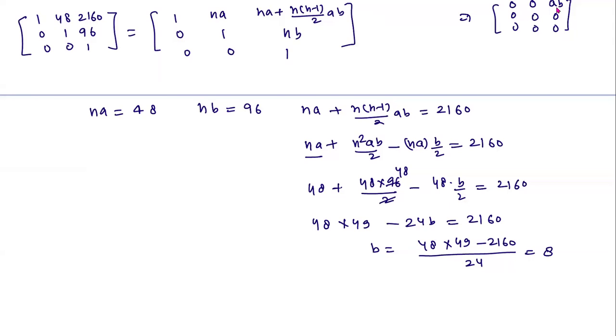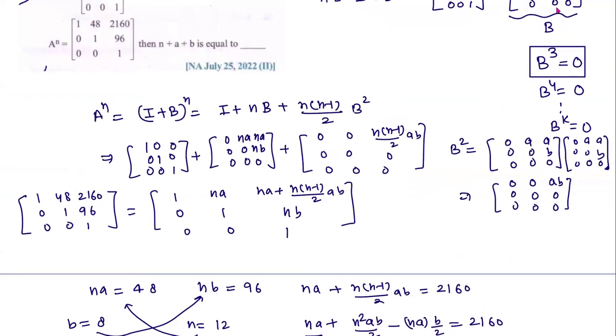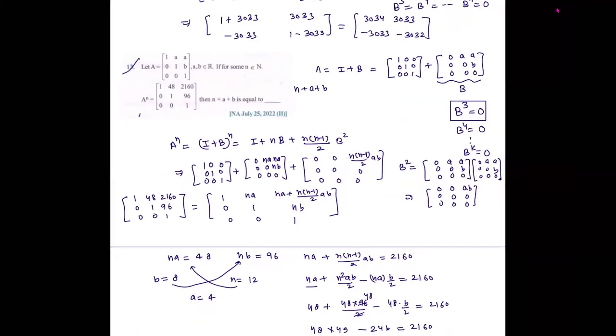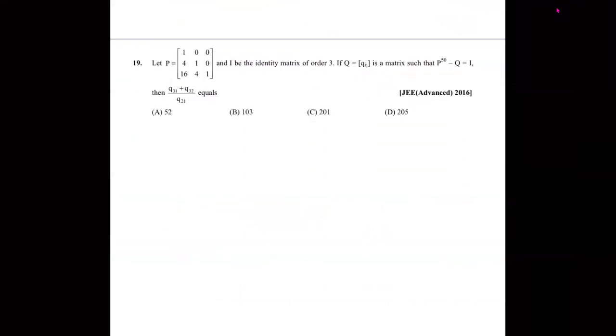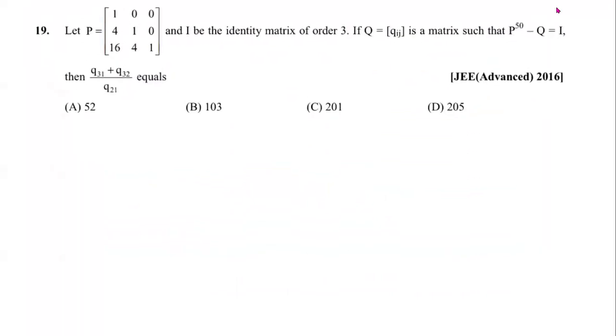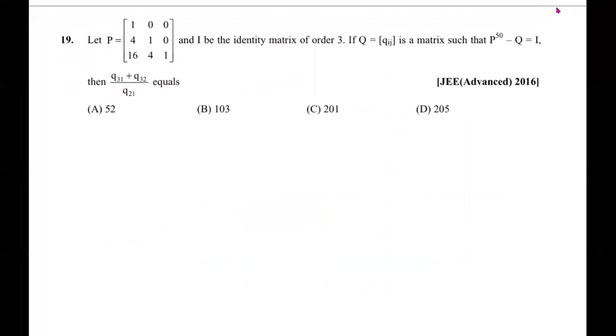B is 8, no. If B equal to 8, we substitute here, then what is N? 12. If N is 12, we substitute here, then A is 4. Now you need to find N plus A plus B. What N did you get? 12 plus 4 plus 8. Answer is 24. Get the concept? Easy. Yes, sir. Very good. Now solve this JEE Advanced question. Think and solve.